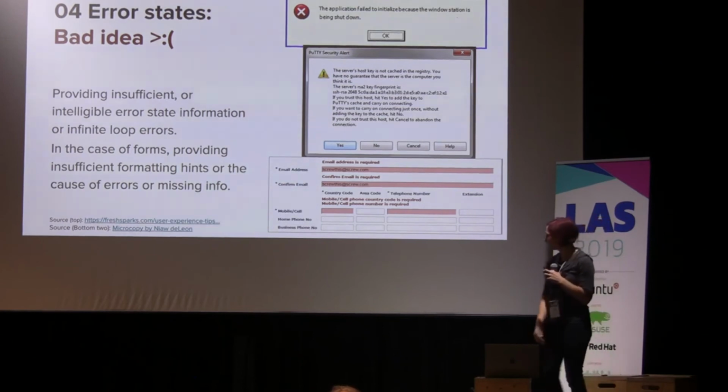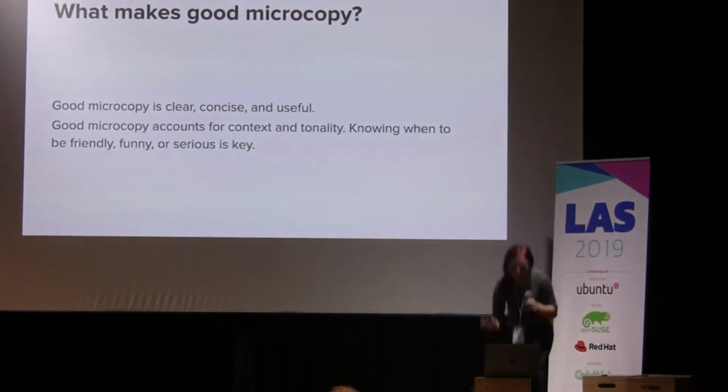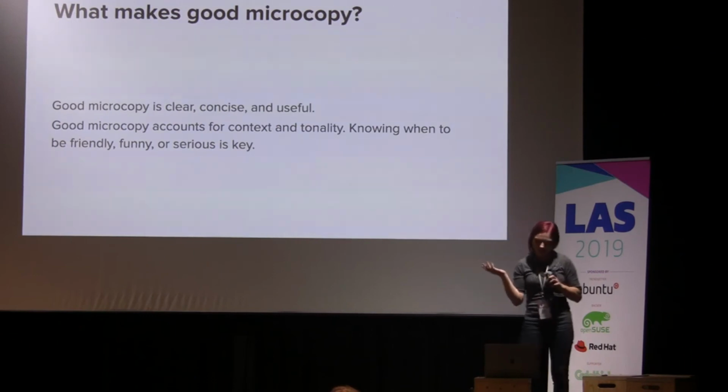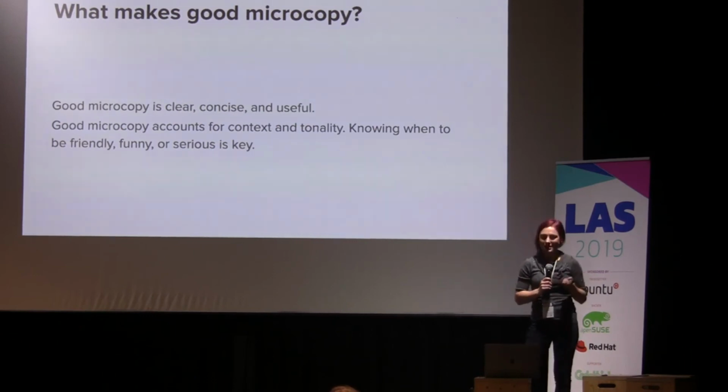That's pretty annoying. Okay. So what makes good microcopy? Now we talked about it. Good microcopy is clear, concise, and ultimately useful. Good microcopy accounts for context and tonality. It's really good to know when to be funny, friendly, cheeky, serious. You don't want your bank to be making jokes with you, but MailChimp and some of these others build a rapport with their users, and I think it can be nice, and you have to know when and be careful there.